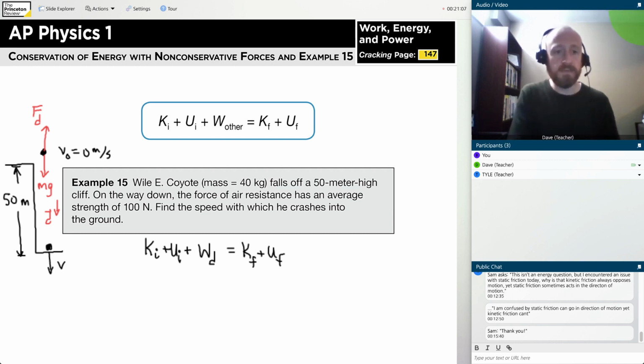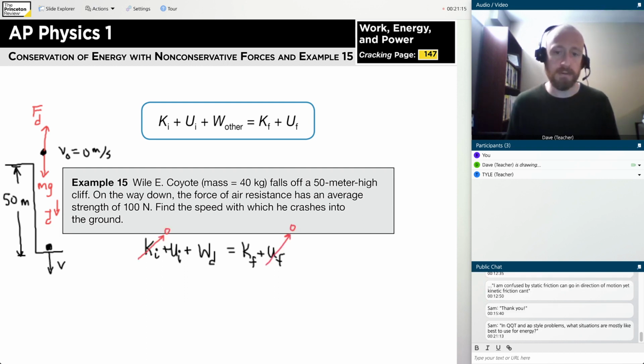So let's simplify some of what we have here in our energy equation. Again, we're starting from rest, so there's no kinetic energy. We get to the ground where height can be 0, so that'll go away. And then we can plug in some pieces here. The potential energy will be mg onto the initial height. The work done by the drag will be the drag force onto the displacement. And like we reasoned out, this is going to be a negative quantity. And that'll go to 1/2 mass speed squared.